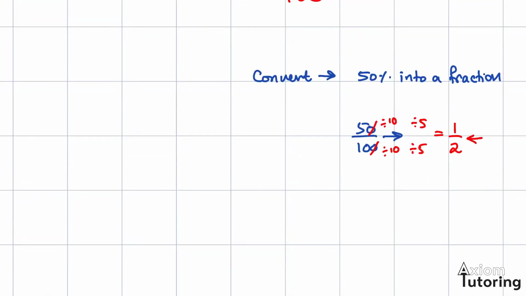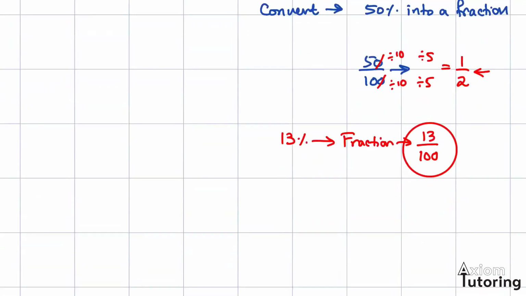Keep in mind, this won't always be possible. So for example, 13% as a fraction will just be 13 over 100. And because they don't have any factors in common, 13 over 100 would actually be your final answer.